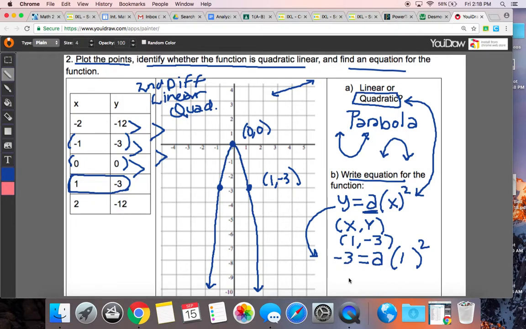And then I've got to solve for a. So it's going to be negative 3 equals a times 1 times 1, which is 1. And divide by 1. And I'm going to get that a equals negative 3.